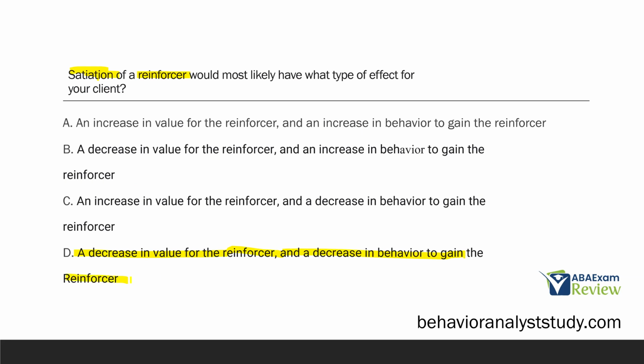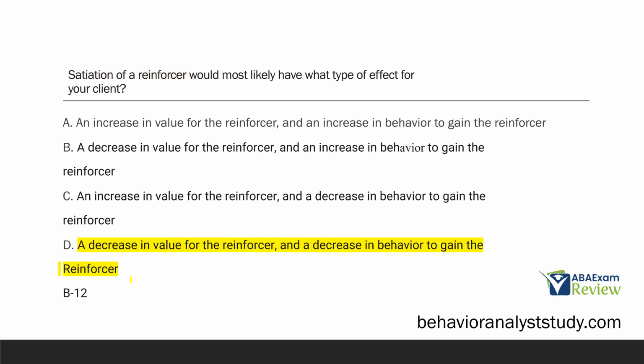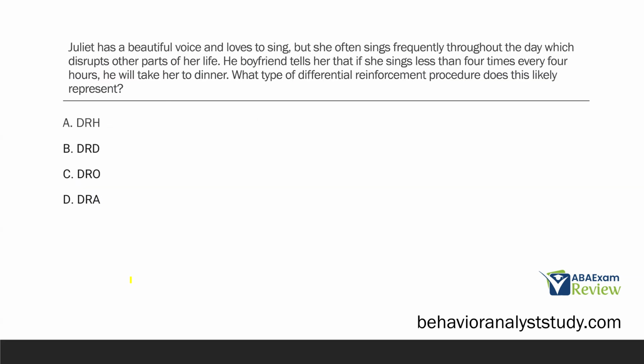Good. Remember, motivating operations affect the consequences, and they temporarily affect the behavior. If the motivating operation decreases the value of the consequence, then the behavior to gain that consequence is likely to decrease. So satiation of a reinforcer would most likely have what type of effect for your client? D, a decrease in value for the reinforcer, and a decrease in behavior to gain the reinforcer.